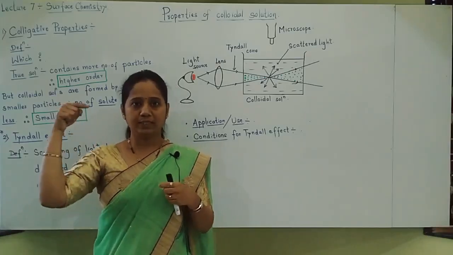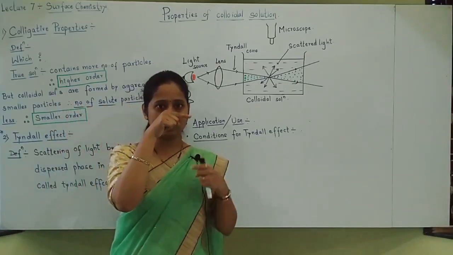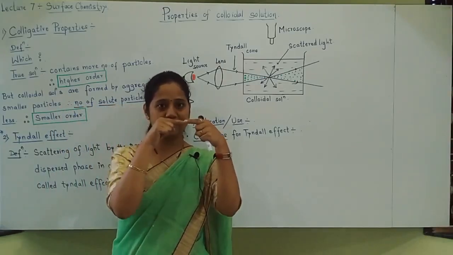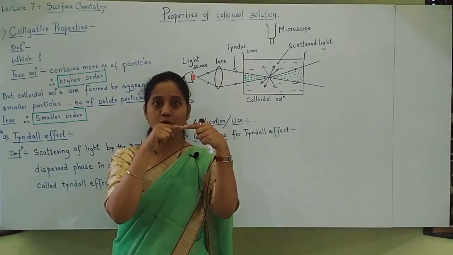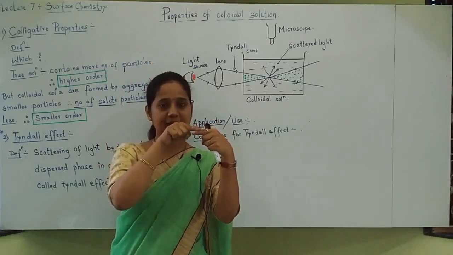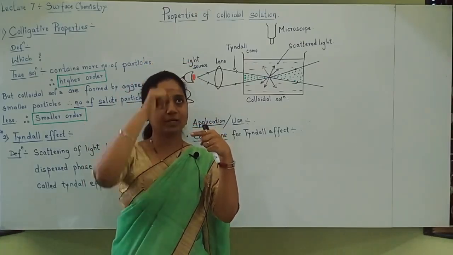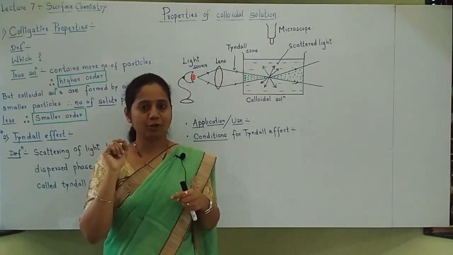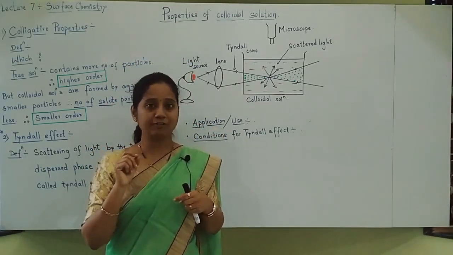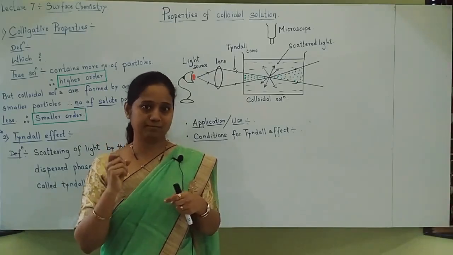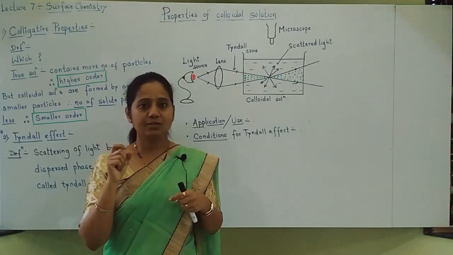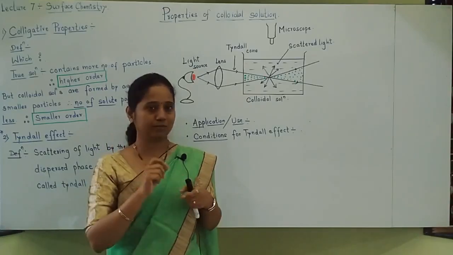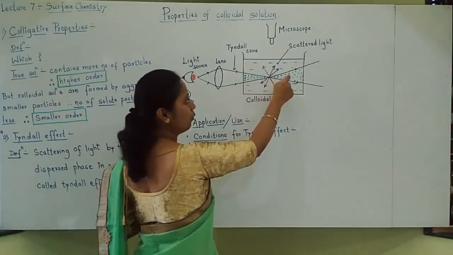Now the light passes through the colloidal solution and the path of light is observed by us through a microscope at right angle to the path of light. From upside we are going to observe this path of light. This path of light becomes visible in the form of a bright cone. Here I have shown you the bright cone of light.